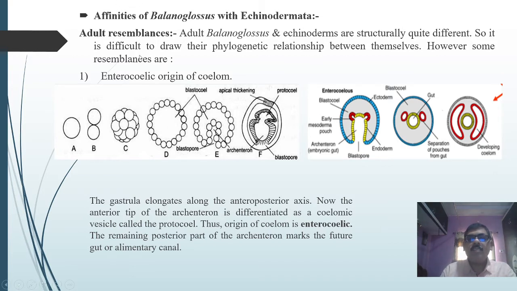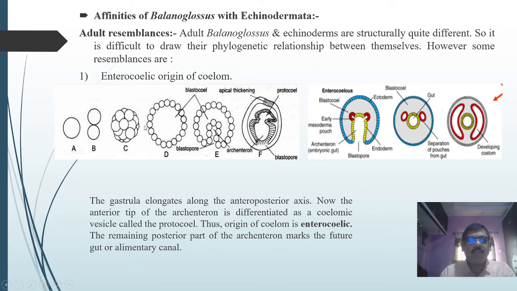Why? Balanoglossus shows biradial symmetry, and Echinoderms show radial or pentaradial symmetry. So it is difficult to draw a phylogenetic or evolutionary relationship between them. However, some resemblances between Balanoglossus and Echinodermata are as follows. First is the origin of coelom.